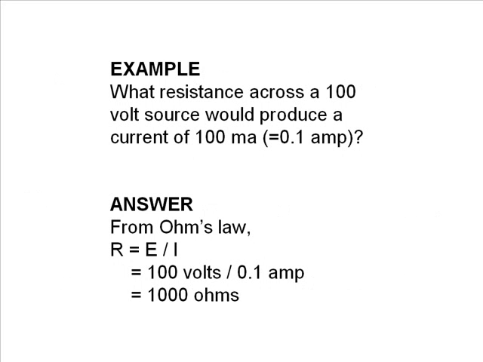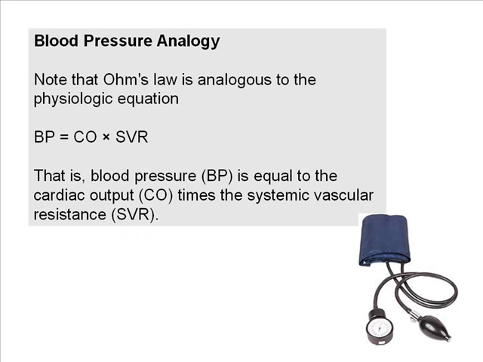Well, let's take an example to make this concrete. What resistance across a 100-volt source would produce a current of 100 milliamps, or 0.1 amperes? Well, from Ohm's law, we know that R equals E divided by I, so that will be 100 volts divided by 0.1 amps, or a resistance of 1,000 ohms, or 1 kilo ohm, across a 100-volt source would produce a current of 100 milliamps. This is an important number to remember because 100 milliamps through the body is enough to induce ventricular fibrillation if the current path goes through the heart. That would be called macroshock, something we'll introduce you to in a minute.